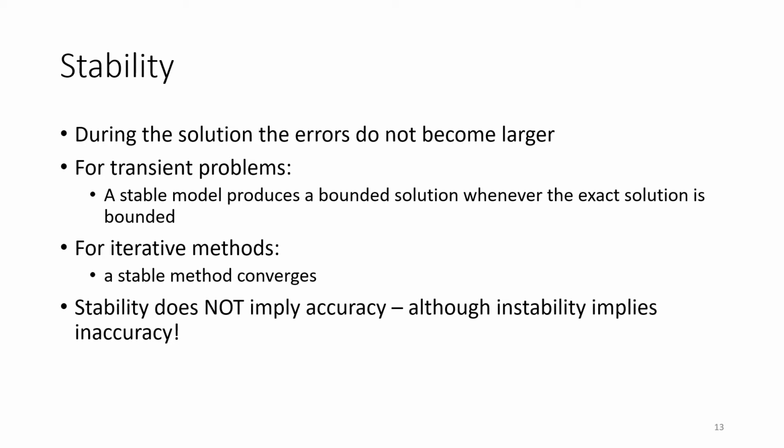Also for iterative methods, a stable method converges, so there is actually a solution. I'm narrowing down to the right solution, usually in an asymptotic way during iteration. Because it's approximative, I'm getting closer and closer. But if I have a stable method, that means my result will converge.